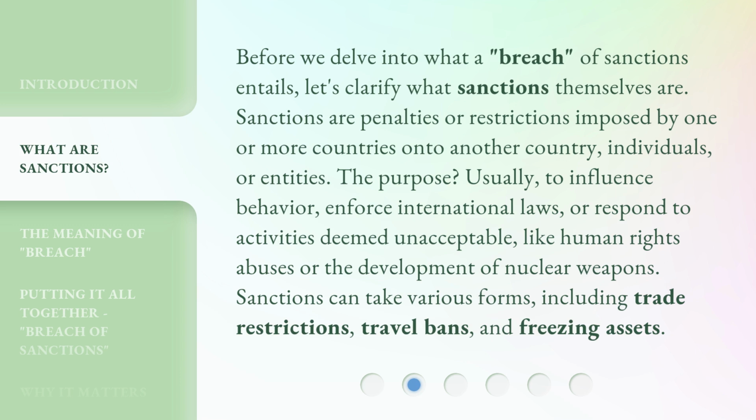Before we delve into what a breach of sanctions entails, let's clarify what sanctions themselves are. Sanctions are penalties or restrictions imposed by one or more countries onto another country, individuals, or entities. The purpose? Usually, to influence behavior, enforce international laws, or respond to activities deemed unacceptable, like human rights abuses or the development of nuclear weapons. Sanctions can take various forms, including trade restrictions, travel bans, and freezing assets.